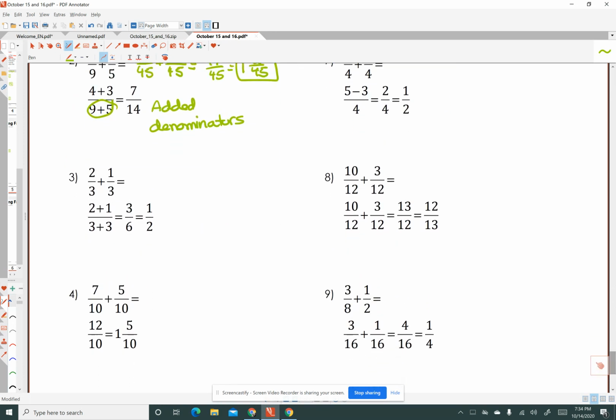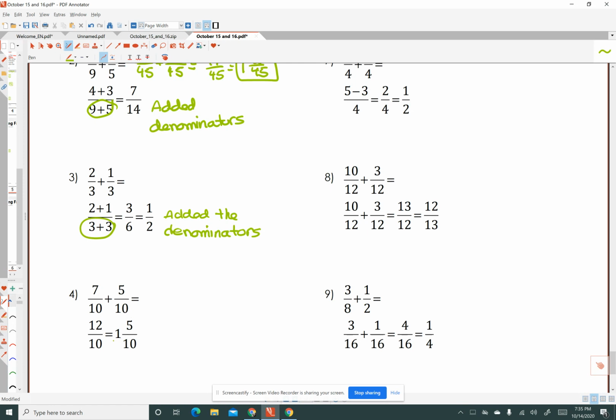Number 3, same thing. This is a problem. That's what they did wrong. They added the denominators. We don't add the denominators. We find a common denominator and we only add the numerators.